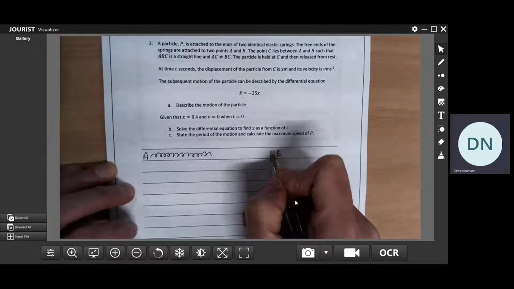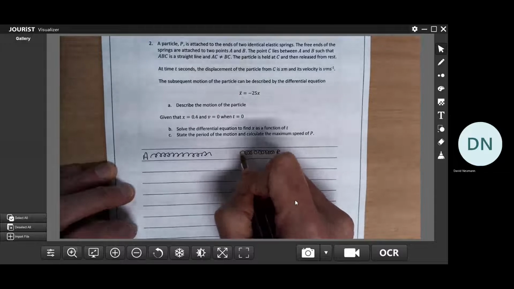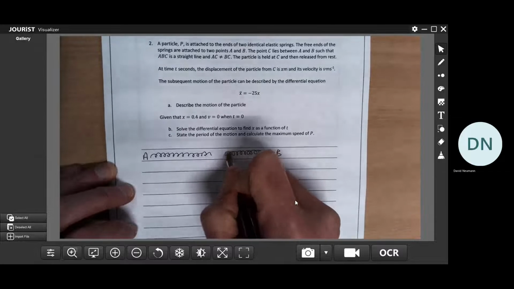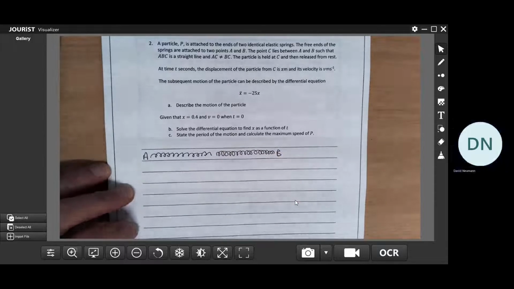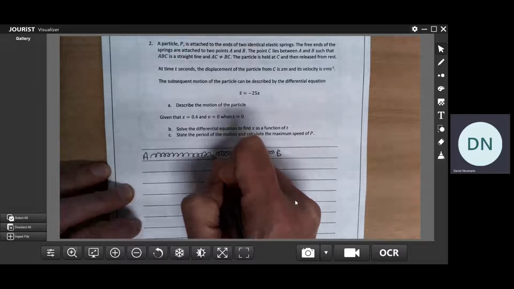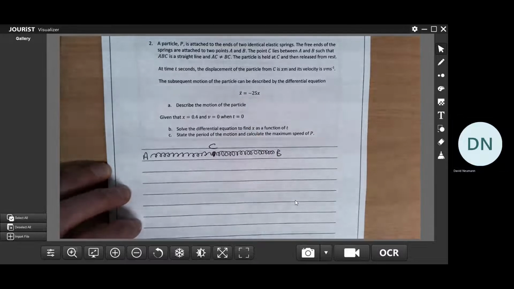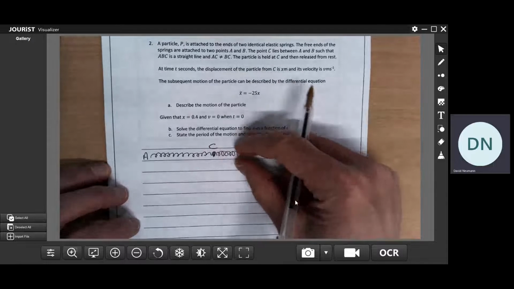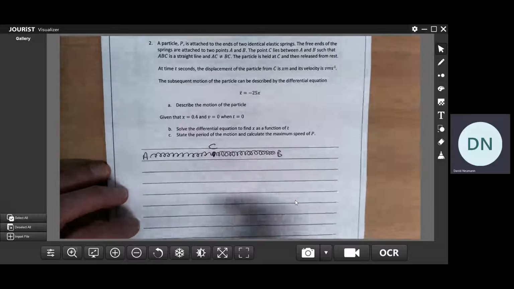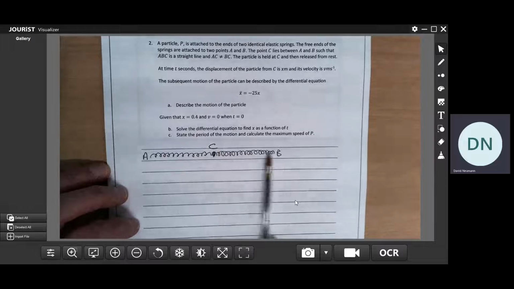We've got another spring here. There we go. My artistic skills not awfully good here. And then we've got our particle here at point C. And then the particle is going to be pulled and released, and these two springs are going to mean that it goes backwards and forwards here.